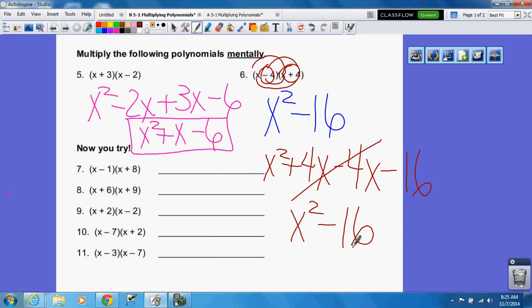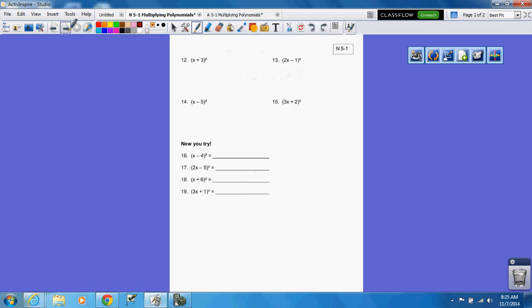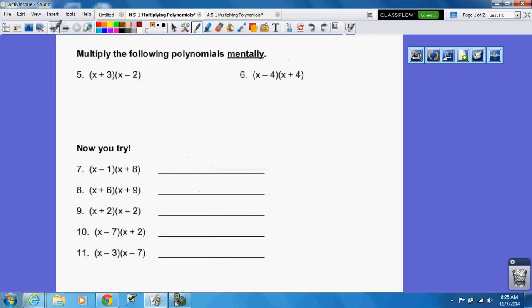So now they have some at the bottom. They want you to try to do the mental math. So I want you to take a moment and try those. Okay, we'll check the answers in class so I can let you know if you got these correct. But let's go to the next page.